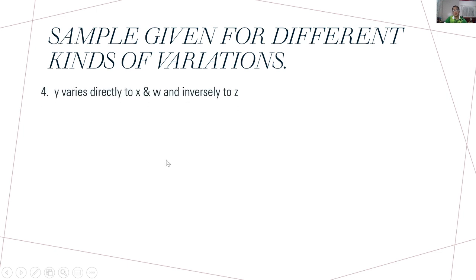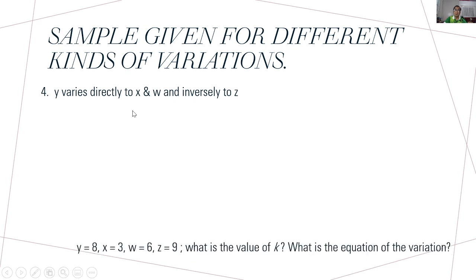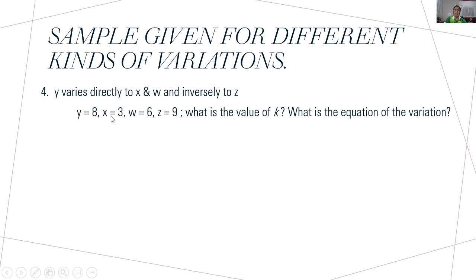Okay, last. Y varies directly to x and w and inversely to z. Given: y is equal to 8, x is equal to 3, w is equal to 6, z is equal to 9. What is the value of k? What is the equation of variation? So, formula. Varies directly, o kaya nakalagay, varies jointly to x and w. Ayun. Inversely over z. Anong nawawala? K. So, iayos muna natin, ilagay natin doon. Nawawala yung k. So, k equals, etong kasama ng k, ilalagay mo sa ilalim lang nun. Yz over xw.